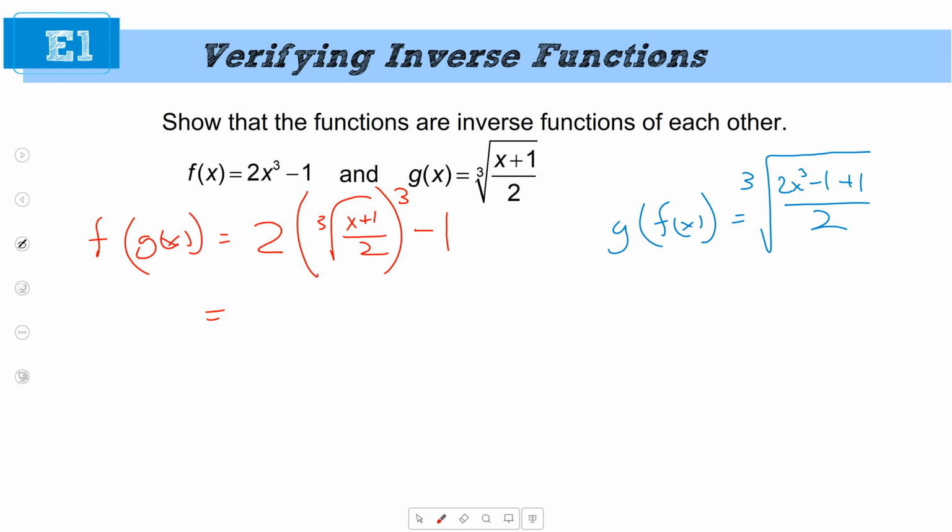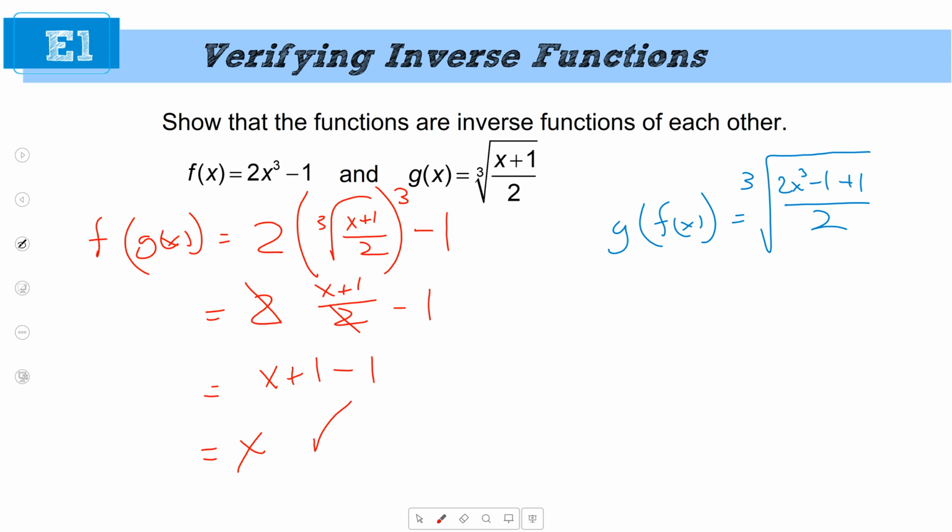Okay, I take a cubic root and cube it, I'll get just the function. And you're all fairly bright, so I think you'll see where I'll go from here. The 2's will cancel. X plus 1 minus 1 is x. Woohoo!